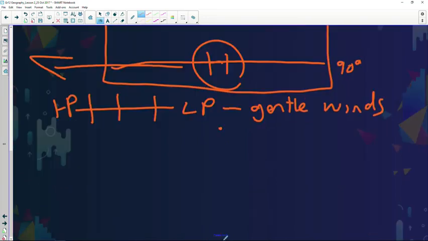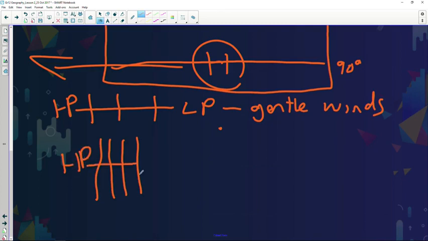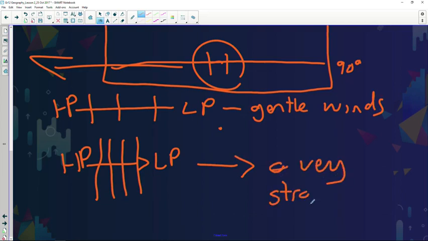Now, if the isobars are very close to one another, and the air moves from the high pressure to the low pressure, we can say we experience very strong winds.